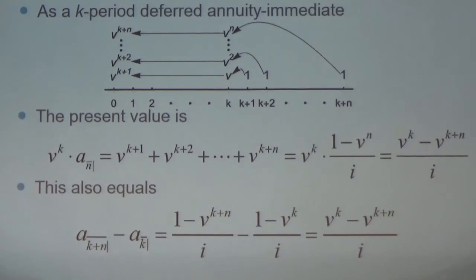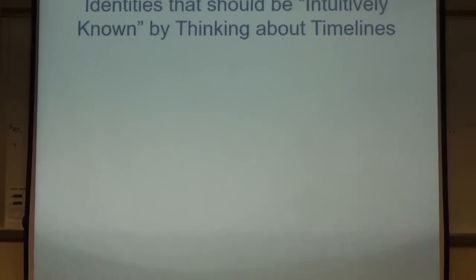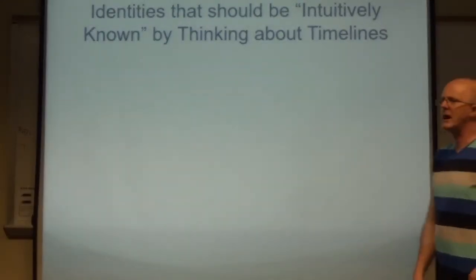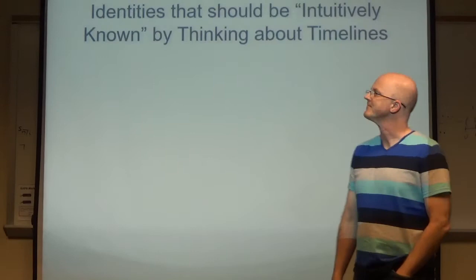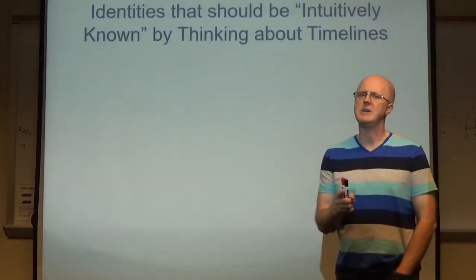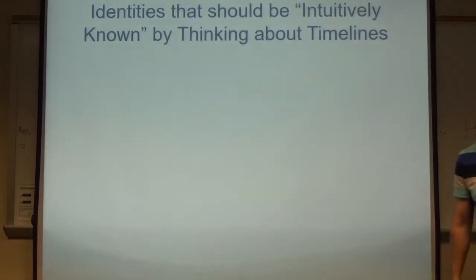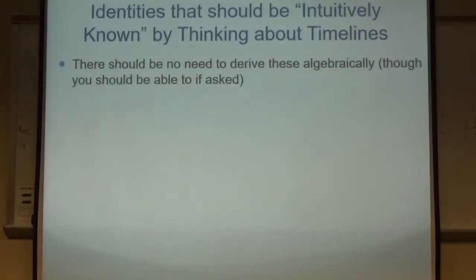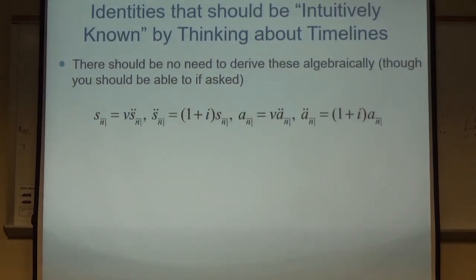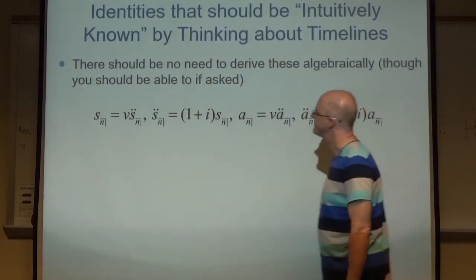Okay? You want to be flexible in your thinking. You want to be able to think about these things in all these different ways. Continuing, lots of formulas in this lecture here. Before we go on to other kinds of annuities, here's some identities, some equations you should know intuitively, without having to think about them very much, and without having to rederive them, though you should be able to if you're asked to. For example, these four equations.